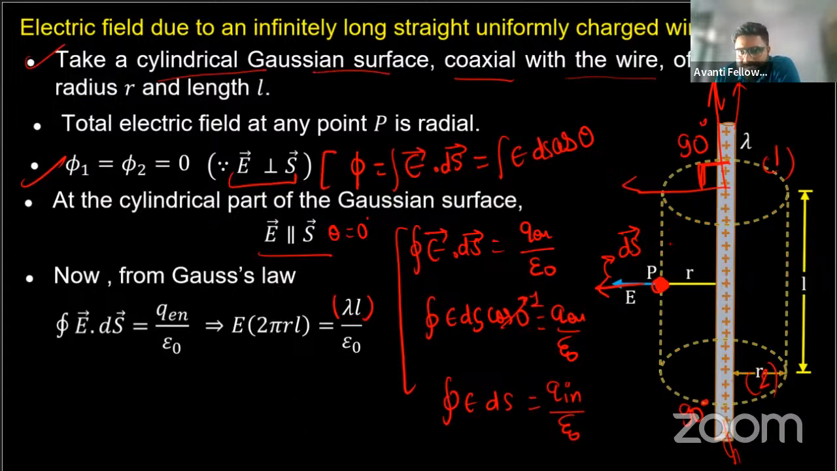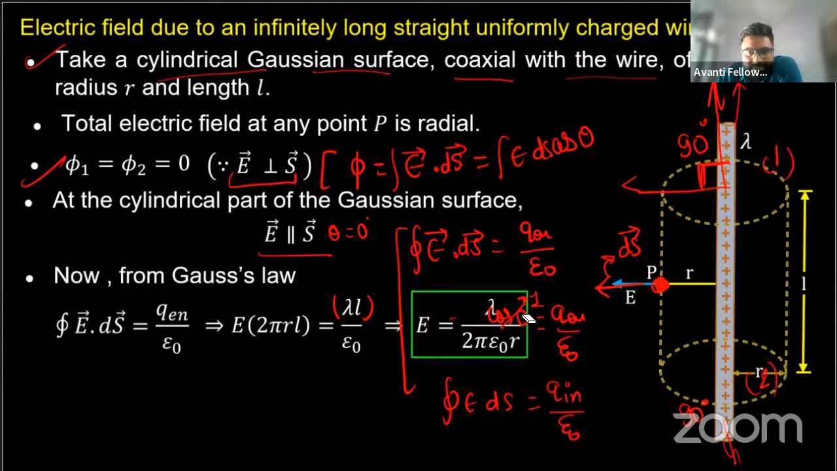And what is the area of this surface? The area of this curved surface will be 2 pi r, the circumference of the base circle, multiplied by the length. So the area will be 2 pi r l. E into 2 pi r l, because the integration of dS is the integration over this entire surface. So E into 2 pi r l equals lambda L upon epsilon naught. If you solve, you will get that E is nothing but lambda upon 2 pi epsilon naught into R.